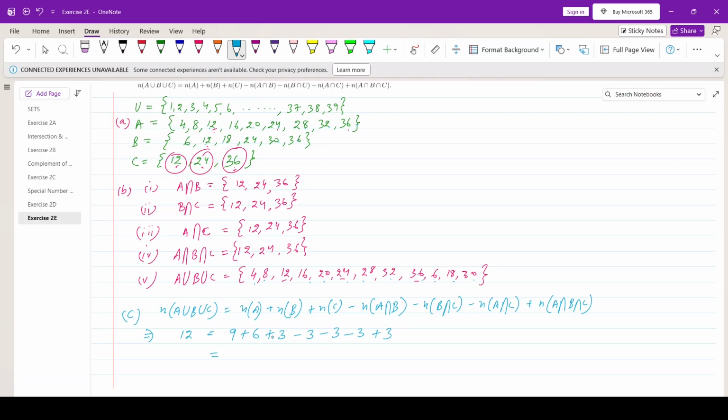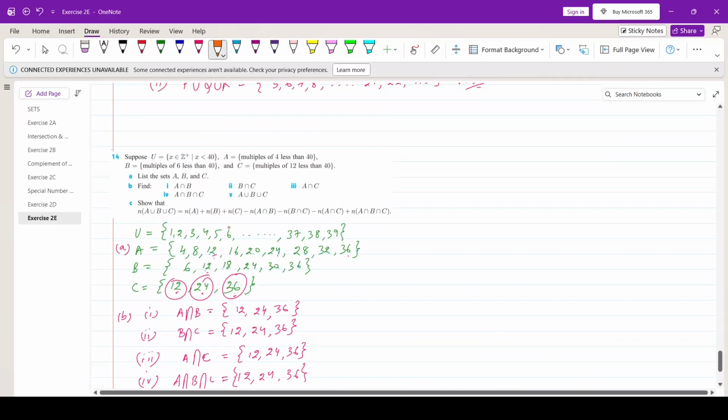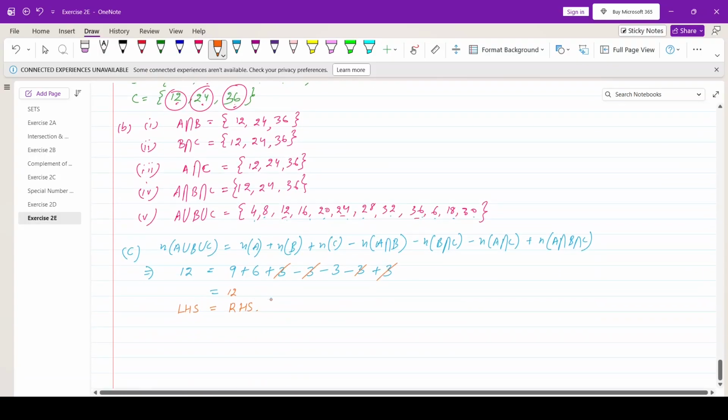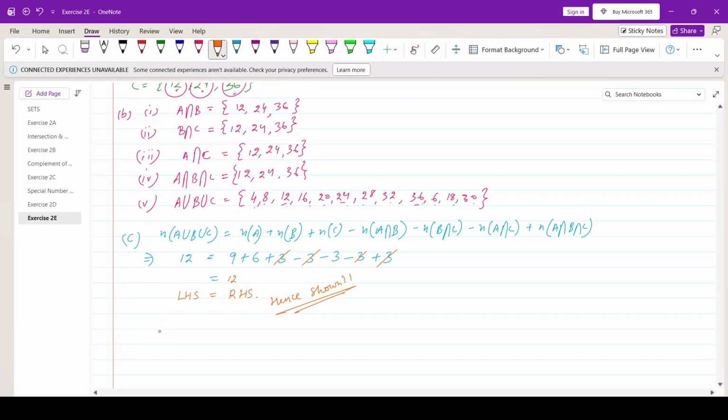So from here we can say this 3 will cancel this 3 and this 3 will cancel this 3. So 9 plus 6 minus 3, that is 12. Therefore, we can say the left hand side is equal to the right hand side. Hence, we have shown it. Let's move on to the next question.